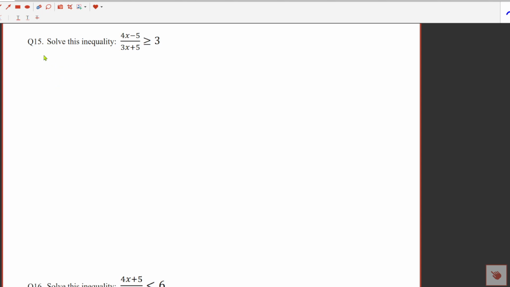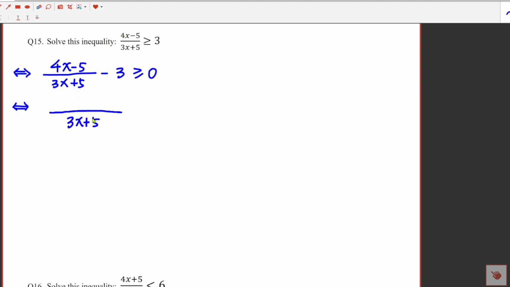Usually we'll put everything to one side. So this gives us (4x minus 5) over (3x plus 5) minus 3 is greater than or equal to 0. Actually, the original inequality is equivalent to this inequality here, right? And then we rewrite the expression on the left side using the common denominator, 3x plus 5. Then we have 4x minus 5 minus 3 times (3x plus 5), greater than or equal to 0.